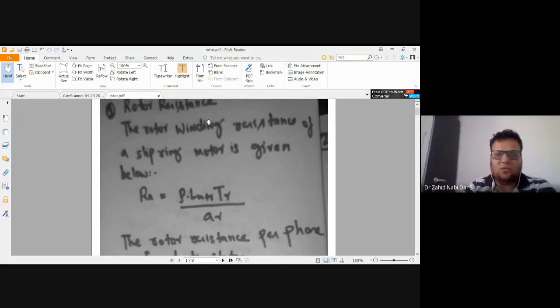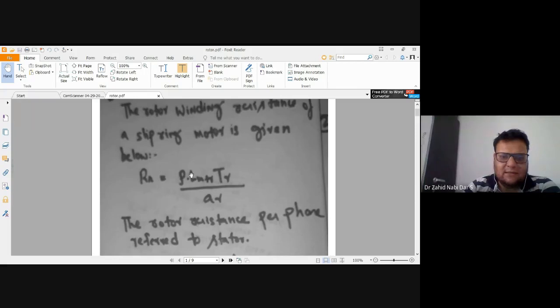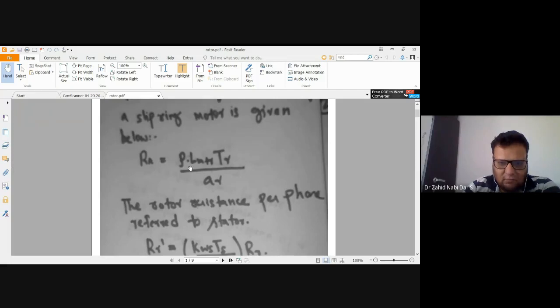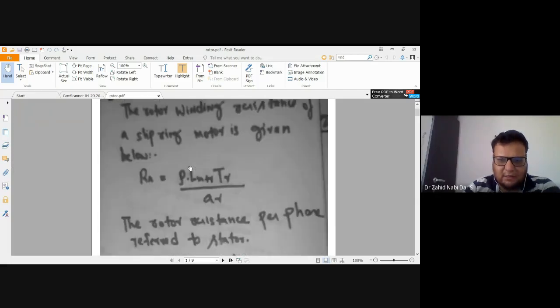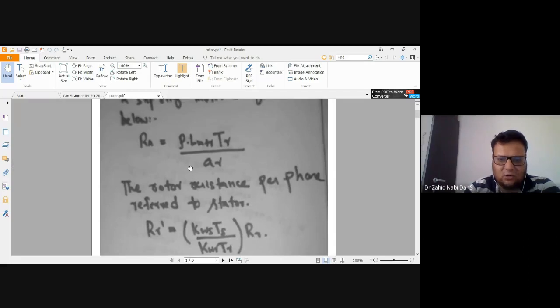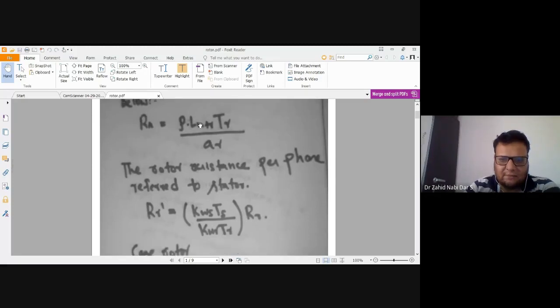The rotor winding resistance of a slip ring motor is given below. This is rho L by A. What I am using is the rotor resistance per phase, and you can refer it to the other side also. This is the total L, that is total length, into the number of turns TR, because this is your circumference. It can also be written as pi d or 2 pi r, or you can write rho L by A, and this is your circumference. So this is the rotor resistance per phase referred to stator.